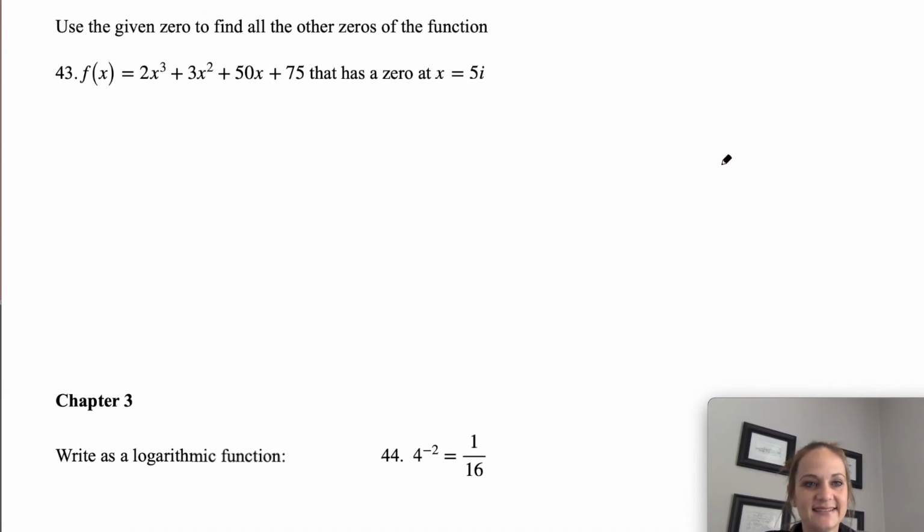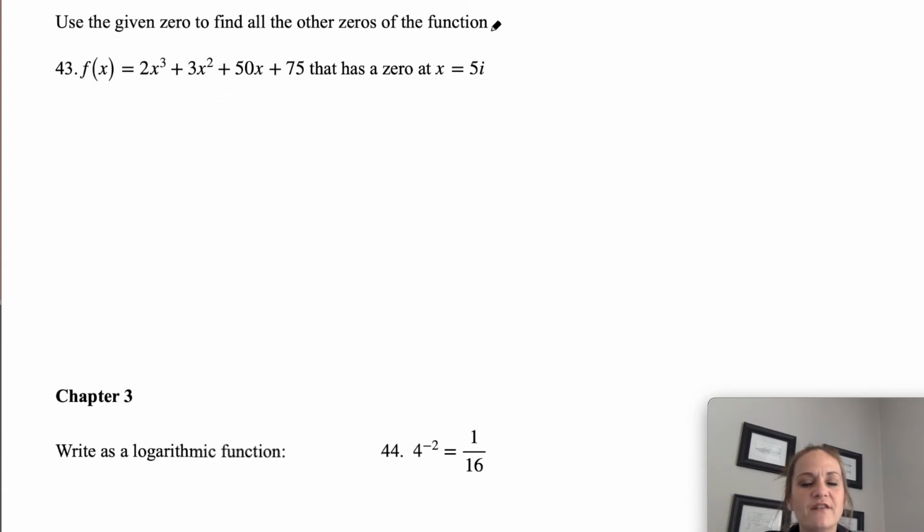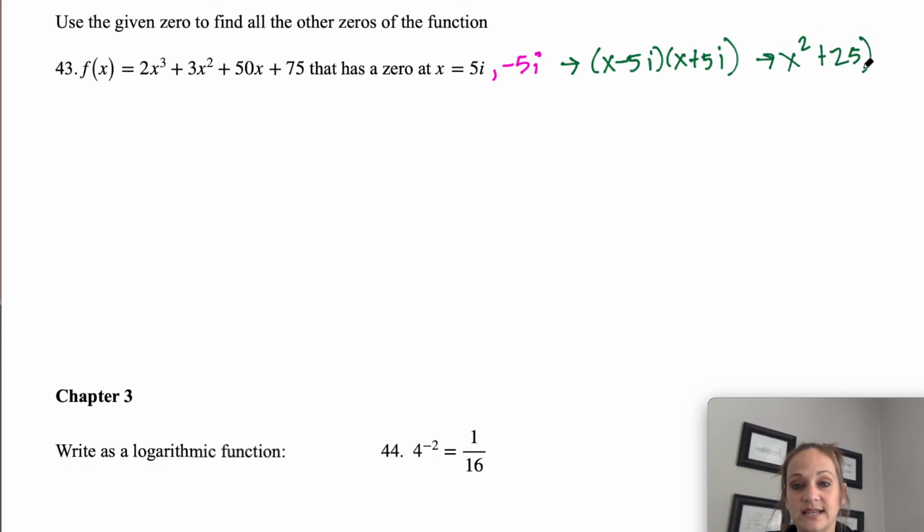Okay, we know that 5i is a 0. That means we know that negative 5i was a 0. So together, you would have x minus 5i and x plus 5i. That would give you x squared plus 25 if you were to FOIL this, because 5i times 5i is a negative 25i squared, but the i squared and the negative give you a positive.